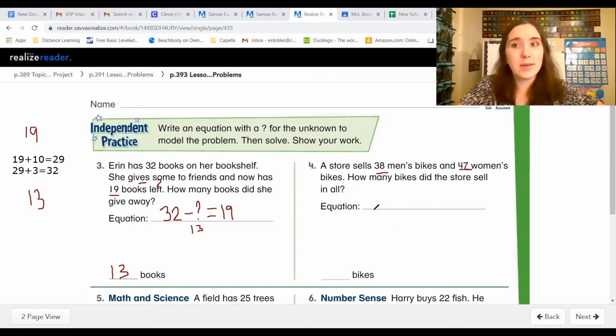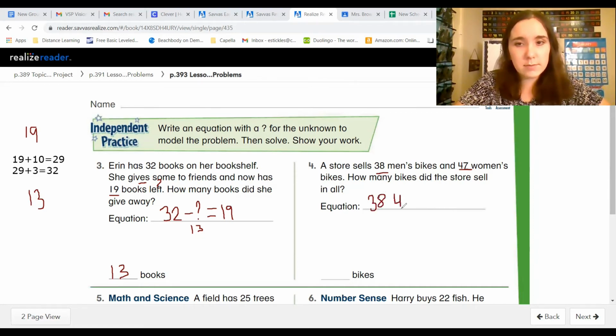Okay, well, here's the thing. This is a pretty easy problem, actually. They sold 38 bikes and they sold 47 bikes. And we just want to know the total number of bikes that they sold. So I'm just going to add those two numbers together. And that's going to tell me the number that I want to find, which is how many bikes did they sell in all. So I'm just going to stack these up over here.